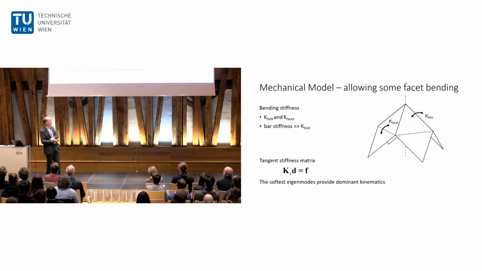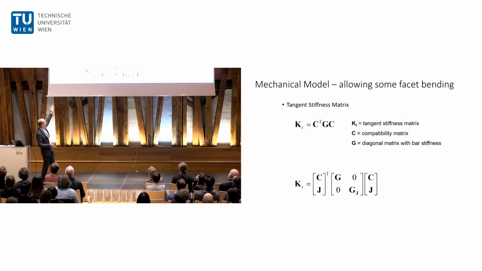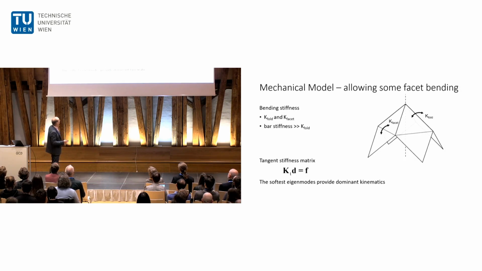And it turns out that the way to generate a tangent stiffness matrix, which describes the stiffnesses of this structure, is very straightforward. I'll just go back a slide now to calculate in terms of those earlier compatibility matrices I described. Very straightforward calculation to do. And that tangent stiffness matrix allows you then to look at how the structure wants to deform.